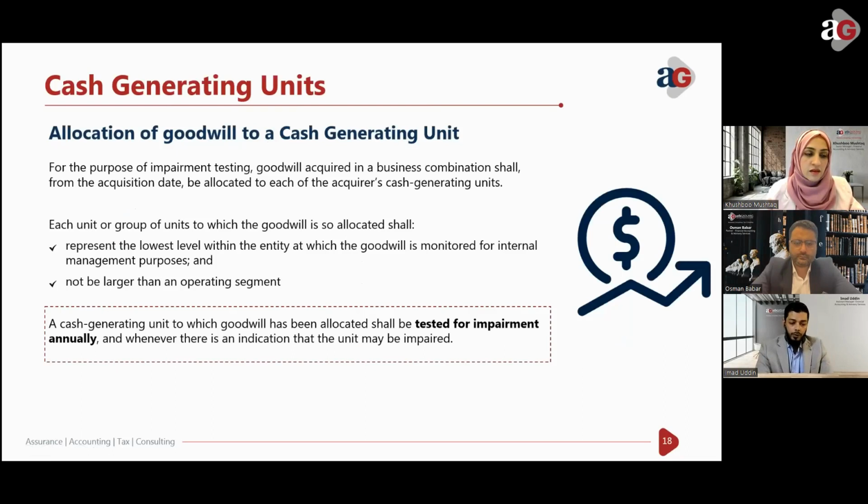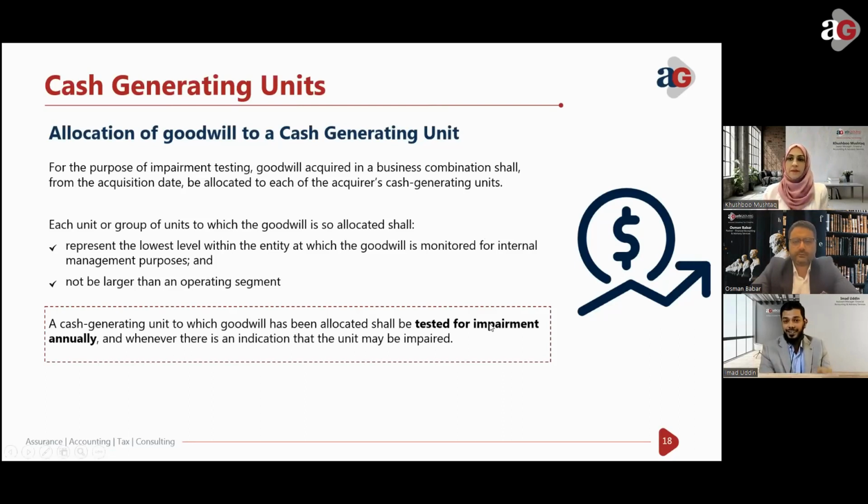Now, allocation of goodwill to a cash generating unit. For the purpose of impairment testing, goodwill acquired in a business combination shall be allocated to each of the acquirer's cash generating units. For example, if I acquire a business and it has 3 operations, then I would assume that the goodwill I have because of acquiring that business is for those 3 operations. Now, if one of those operations shuts down and the other 2 operations do well, and the cash flow is actually more than what it was previously, should I think that the goodwill I initially acquired is still where it was?